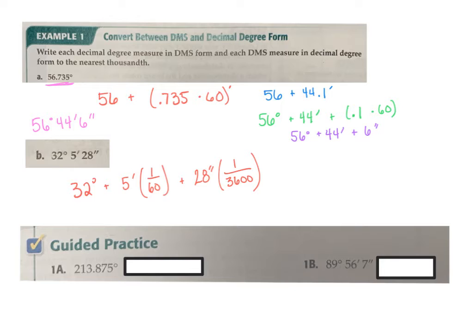When you do all of that, your 5 times 1/60th is 0.083, and your 28 times 1/3,600 is 0.008. So you add all of those. Remember, you need to line up your decimals or use your calculator because you don't want to get that wrong. You're going to get 32.091 degrees. So that would be converting the other direction.